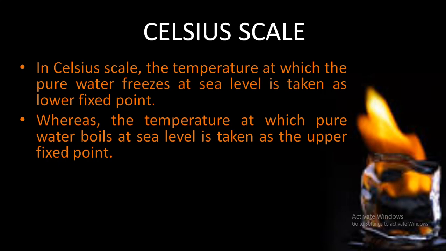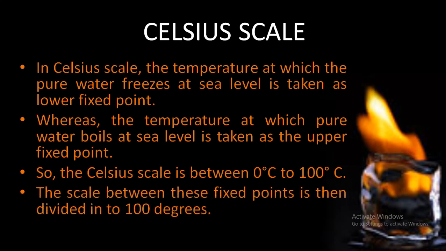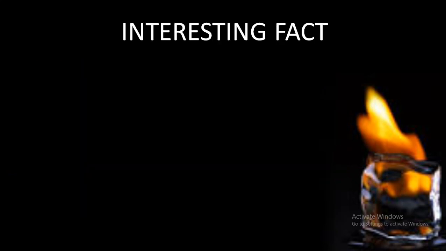In the same way, from 0 degrees Celsius to 100 degrees Celsius, a total of 100 divisions are there, and each division stands for 1 degree Celsius. Very easy to understand, the Celsius scale. I hope you get it. So, as I told you, the Celsius scale is between 0 degrees Celsius and 100 degrees Celsius. Okay, moving to the next. That's it for learning.